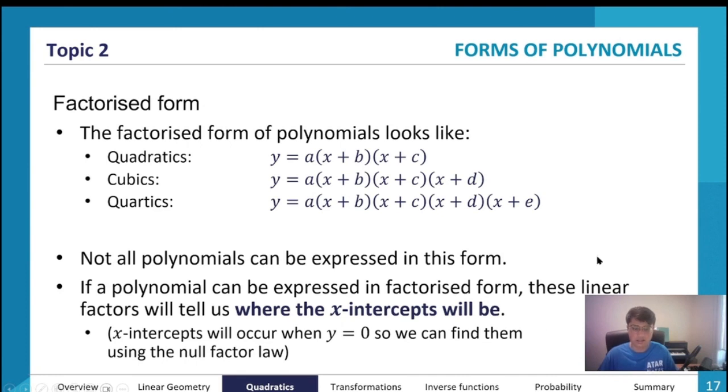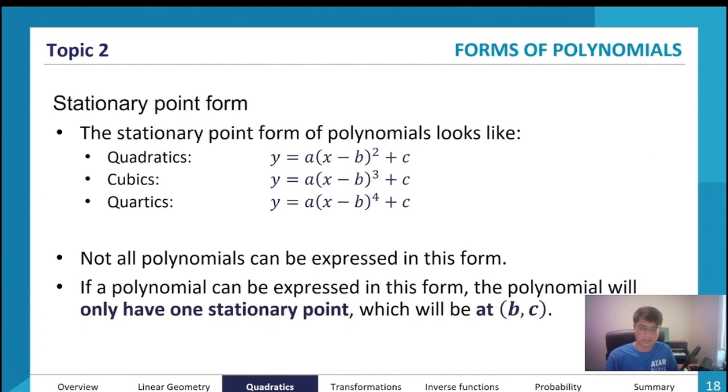Now, if a polynomial can be expressed in factorized form, these linear factors, so these expressions in the brackets in terms of x, they're going to tell us where the x-intercepts are going to be. And we'll look at why that is in later slides, but just as a quick hint, it's because we set y equals 0 and then we use the null factor law or null factor theorem. We'll get into that a little bit later.